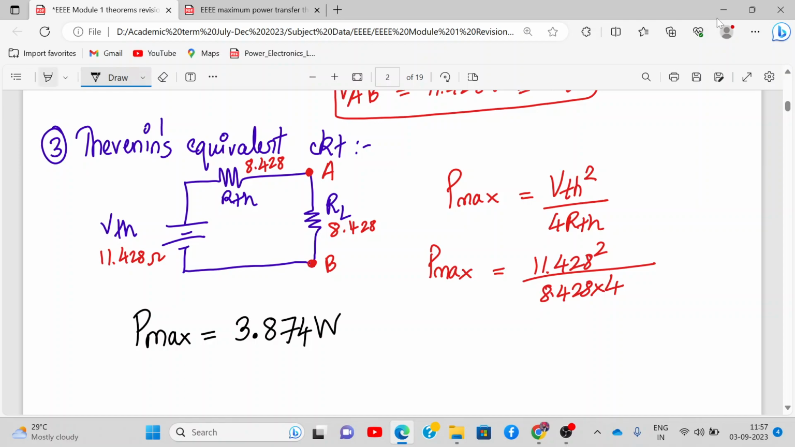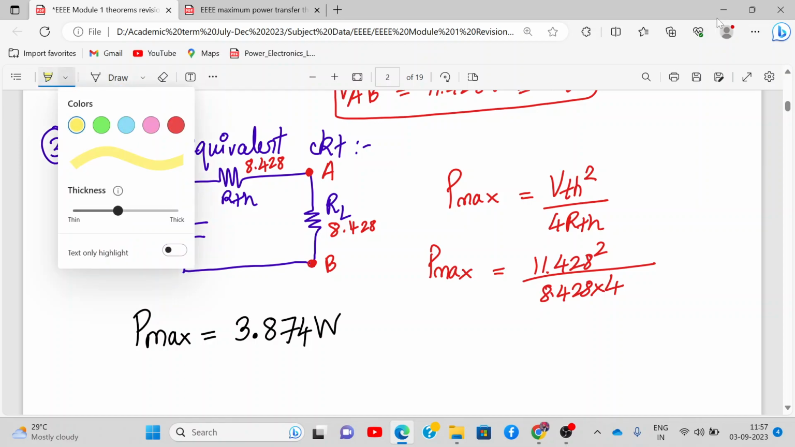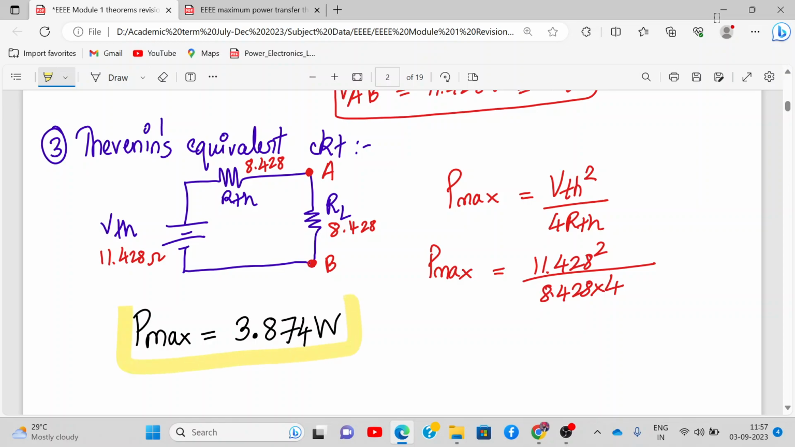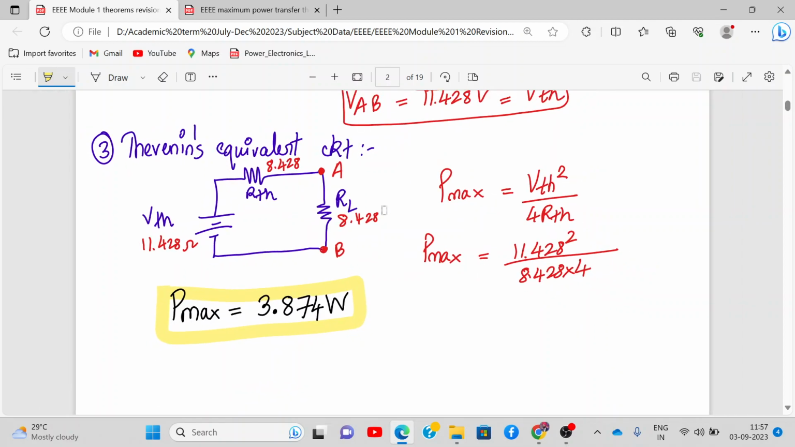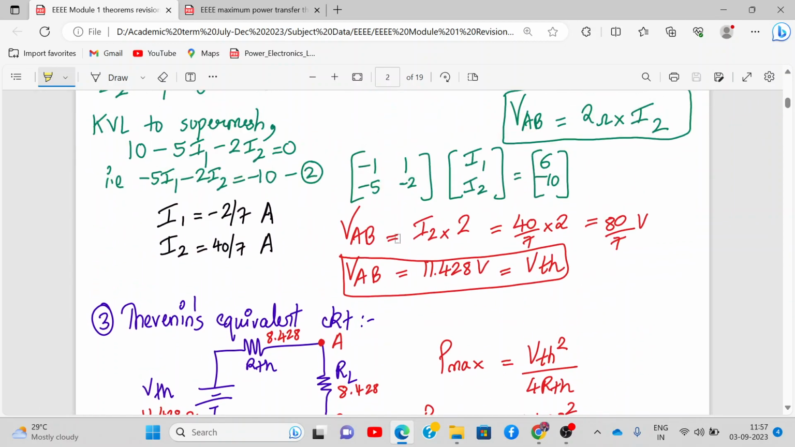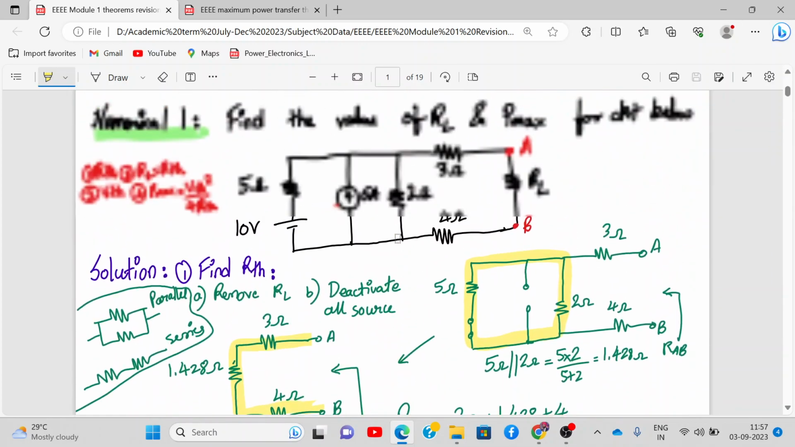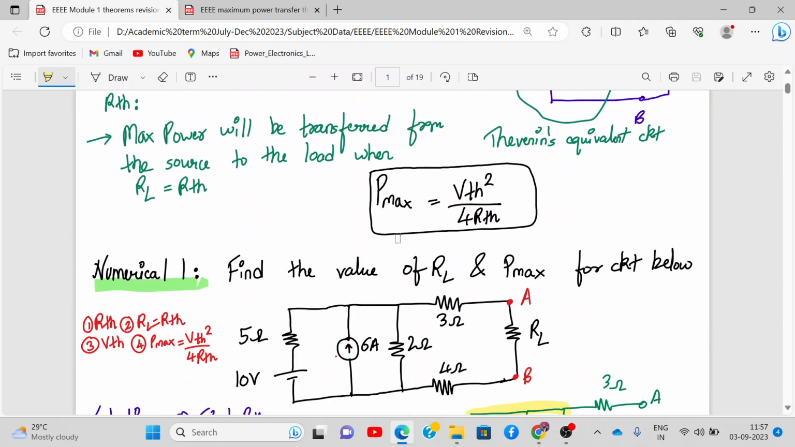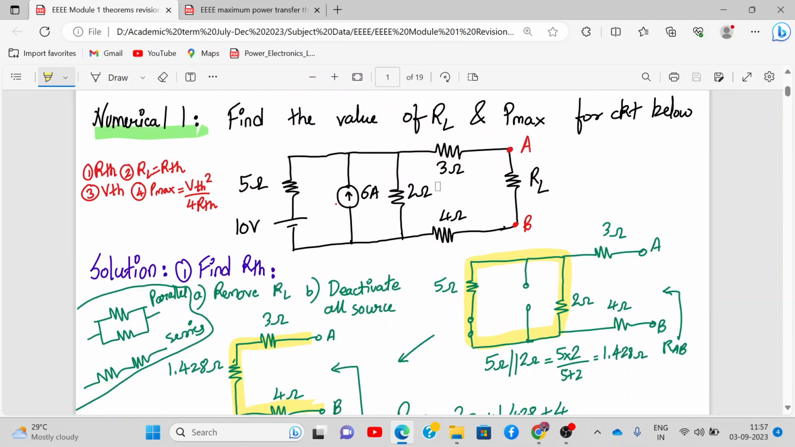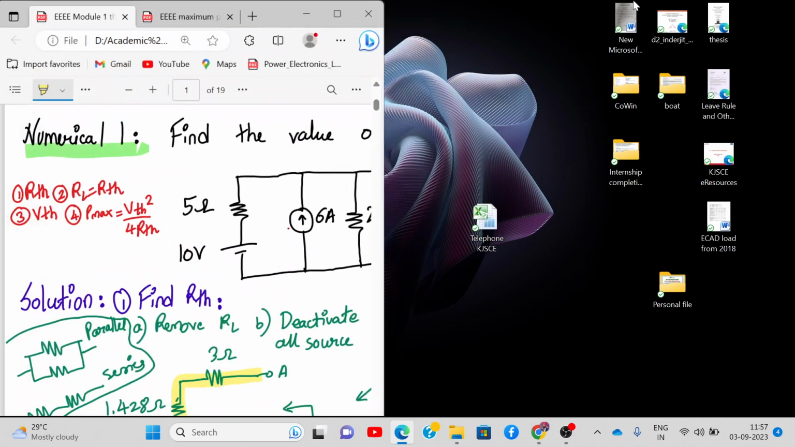Everyone got this answer? Yes or no? Others, did you all get a similar answer? Yes, sir. All right. Now what we will do is simulate the circuit in LTspice and check if the values are coming the same or not. It will be practice for you all also. You will get one assignment where you have to solve it using LTspice. So let's build the circuit.